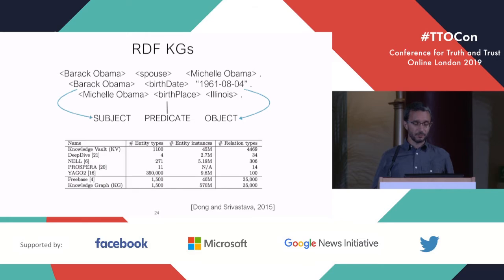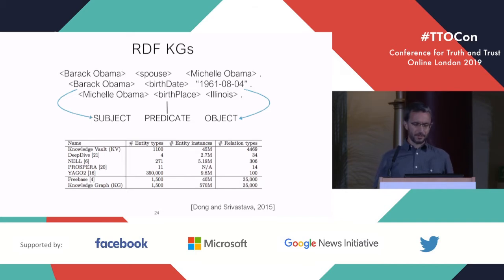As I mentioned, there are many of those, and I like to show this table because it gives a feeling of how they are structured. You can see that they have thousands of different types and thousands of different relations. This is very important because it means they are very expressive. They can describe a lot of things with some semantics, and in terms of instances, they go into the millions.